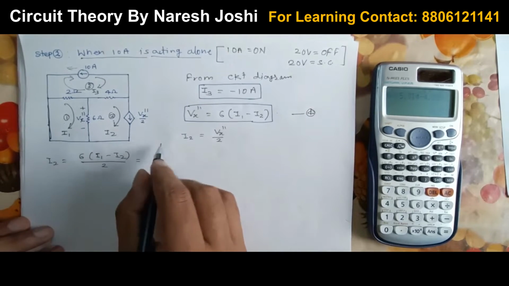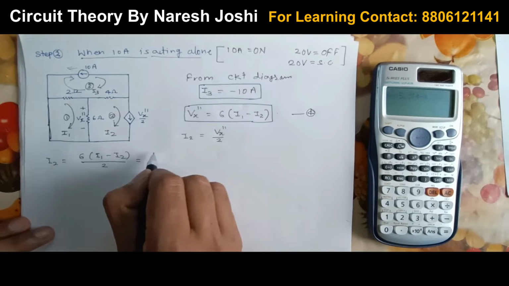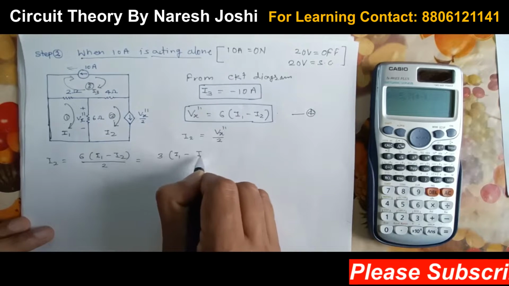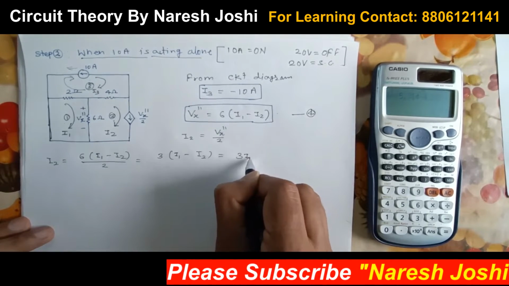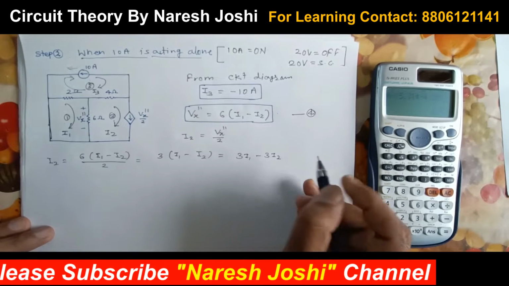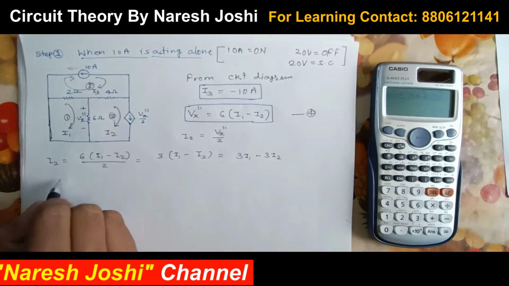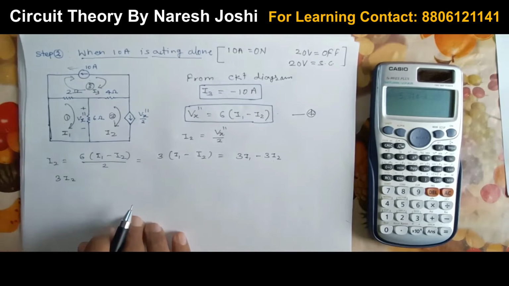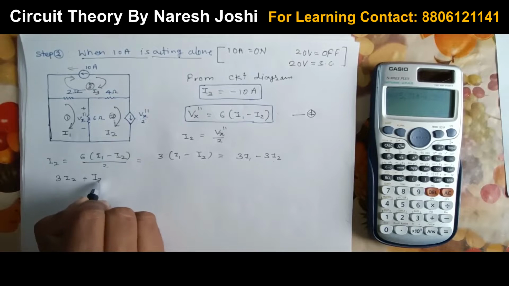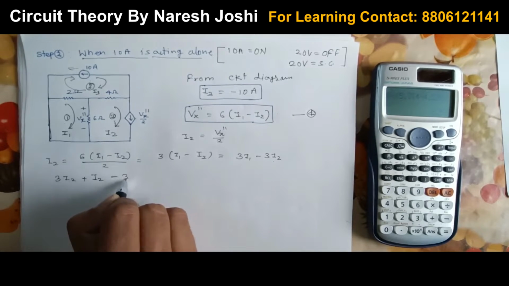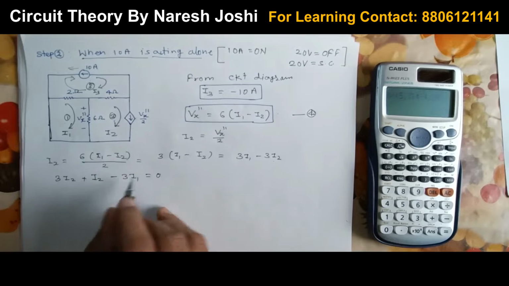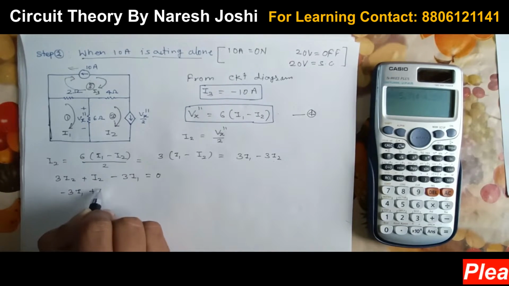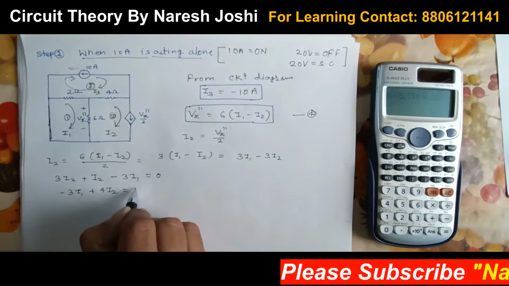So again it is 3. You can see here this is the 3 and (I1 minus I2), so this is 3 I1 minus 3 I2. Further you can simplify it. This is the I2, so we will shift this 3 I2 to the left hand side, so it becomes plus 3 I2 plus I2, then minus 3 I1, equals 0. So here you can see this becomes minus 3 I1 plus 4 I2 equals 0.